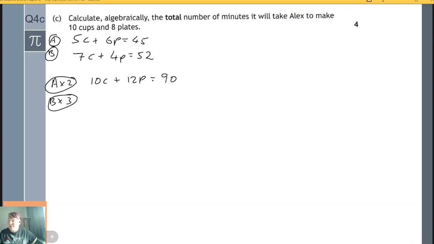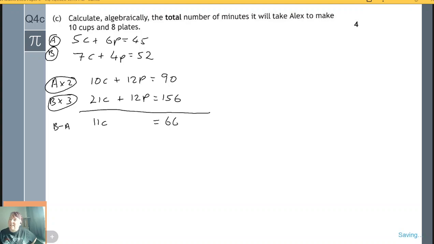This is a calculator paper. I could use my calculator for this. 7 times 3 is 21C, and 12P, that was the whole point. And 3 times 52 is 156. Now I'm going to do my second equation, take my first equation. So I'm going to do B take A. 21 take 10 is 11. 12 take 12 is nothing, which was the point, and 156 take 90 is 66. That's nice numbers. C is 66 divided by 11, which is 6.